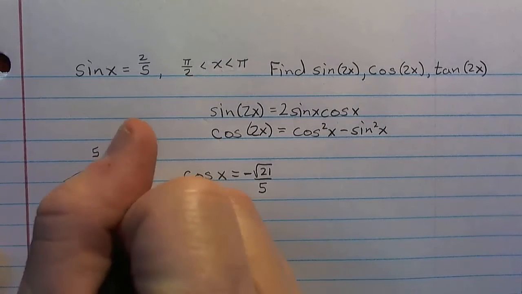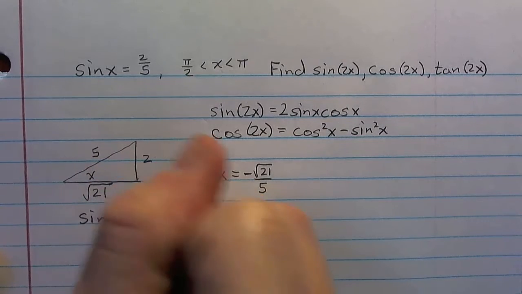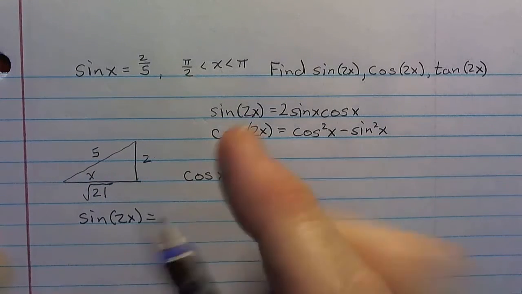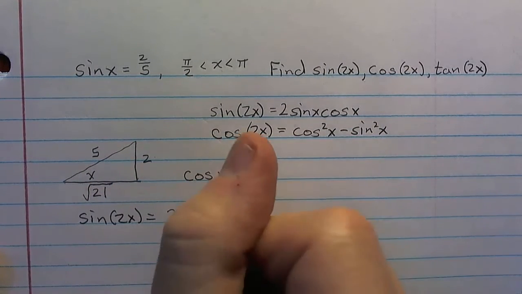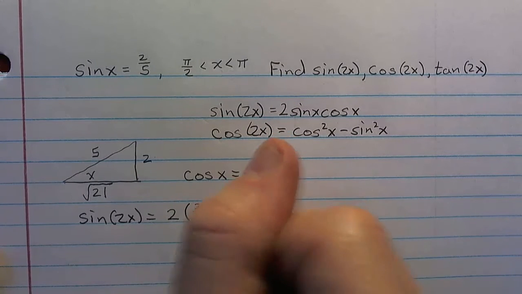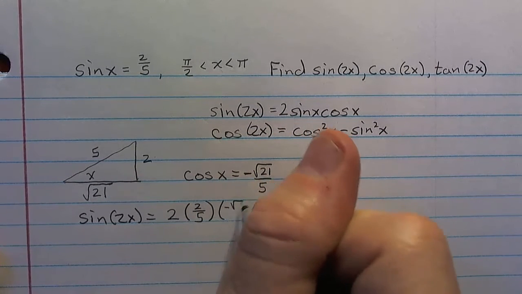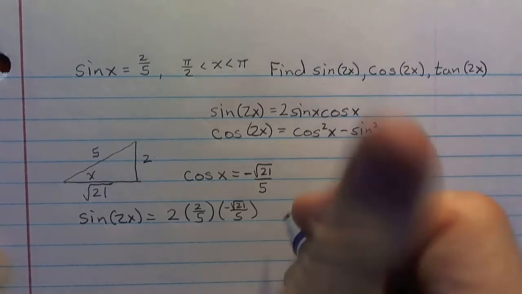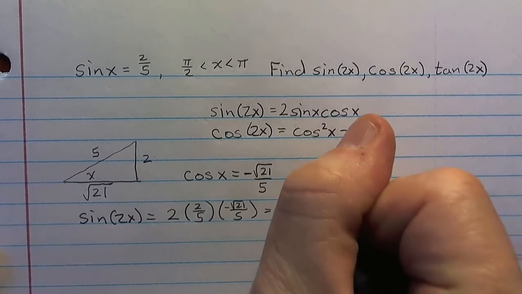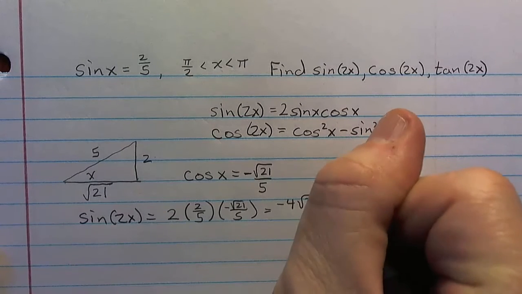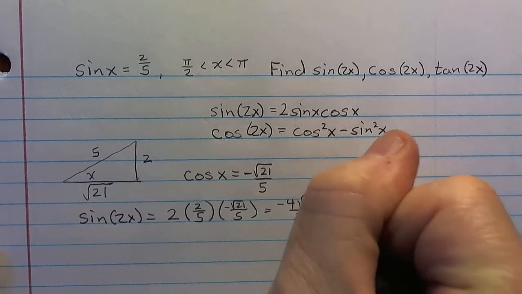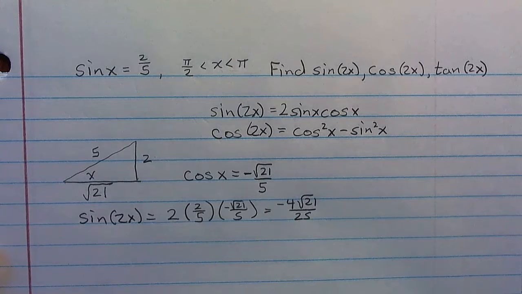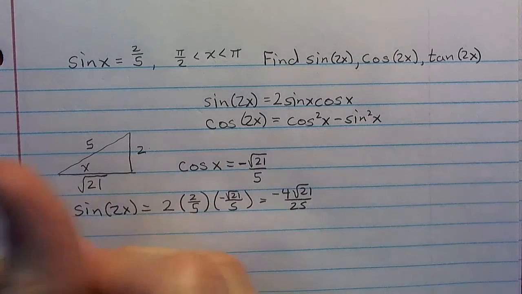We've got sine 2x is equal to 2 times 2/5 times negative square root of 21 over 5. And then we can just work that out. That's negative 4 square roots of 21 over 25. There we have it. Then we can do cosine.